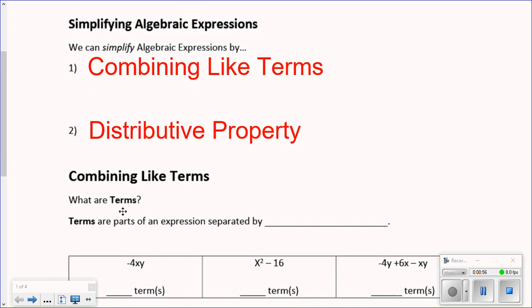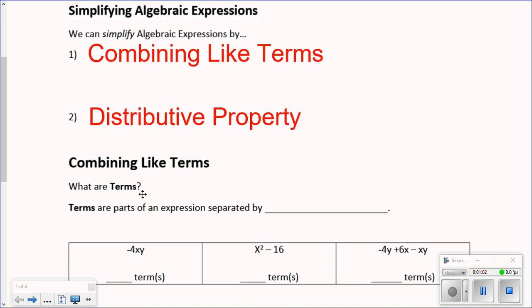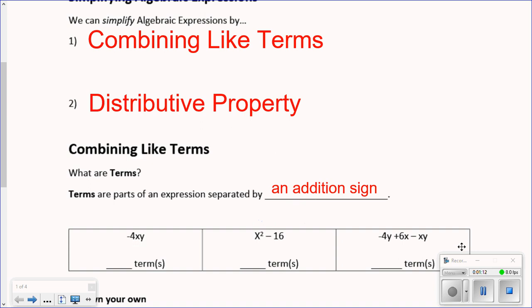So let's start with combining like terms. Terms are actually parts of the expression that we are trying to combine, and they are separated by an addition sign. Okay? So, for example, here are a bunch of terms. Negative 4xy. Because there's no addition going on here, that is a single term. Okay, so that's one term.